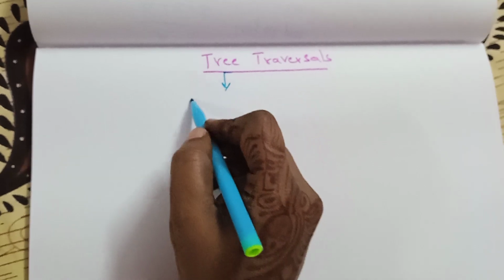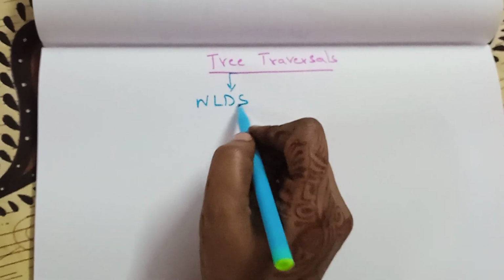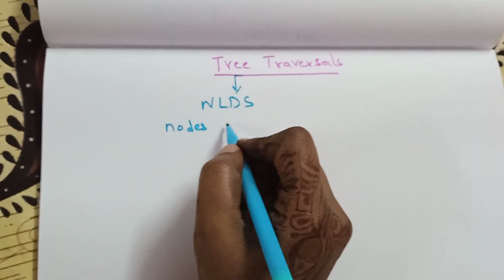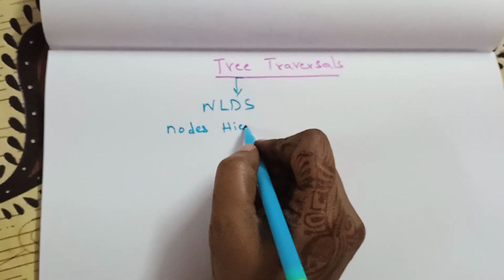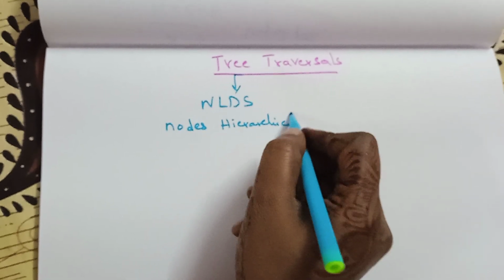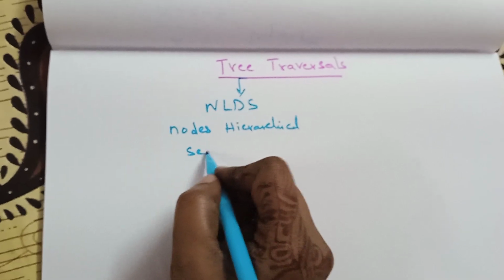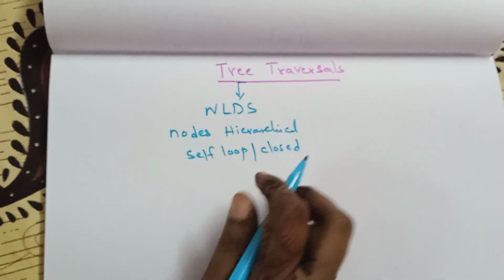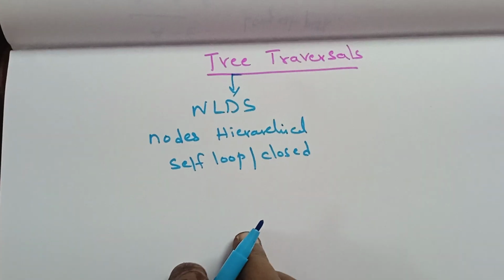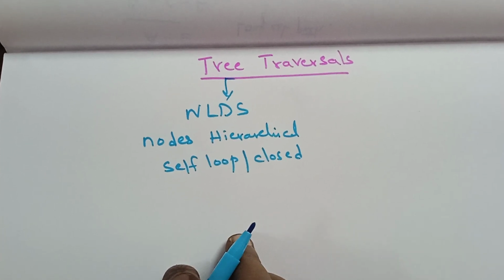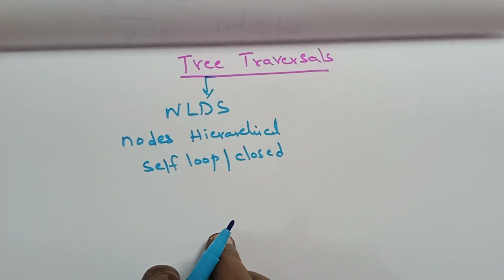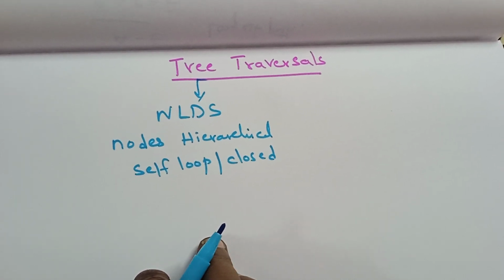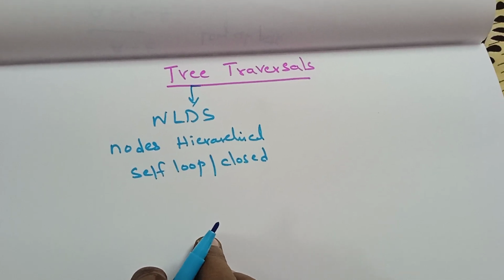A tree is a non-linear data structure where the nodes are arranged in a hierarchical fashion and without any self loop or closed region. These are the constraints of a tree. No tree will have a self loop or closed region.